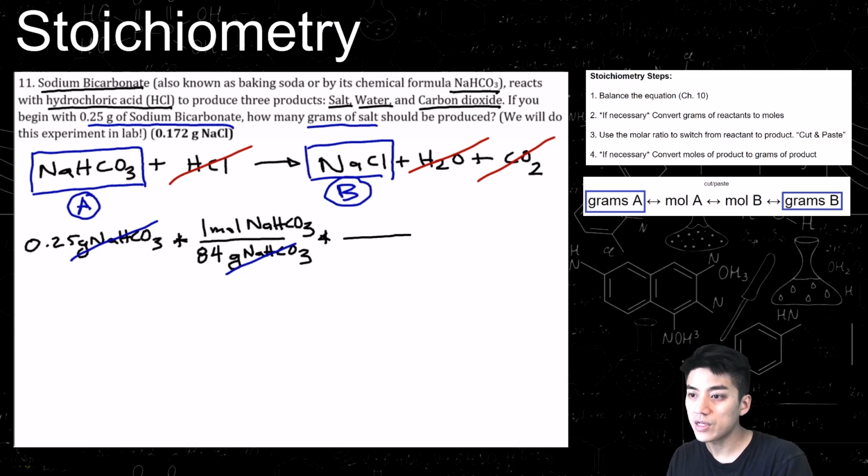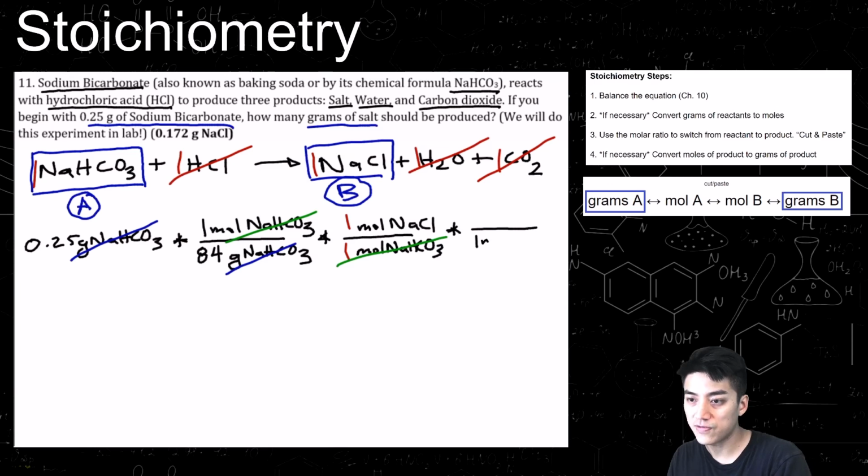So now we're in step 3, and step 3 is the molar ratio, the cut and paste step. So moles of NaHCO3 will go on the bottom. Moles of NaCl, salt, will go on the top. That's the thing that you're solving for, so it has to go on top. And because this is a 1-to-1 ratio in the balanced equation, you're going to cut and paste a 1/1. So in green, I will make moles of sodium bicarbonate go away. They cross cancel. That's fine.